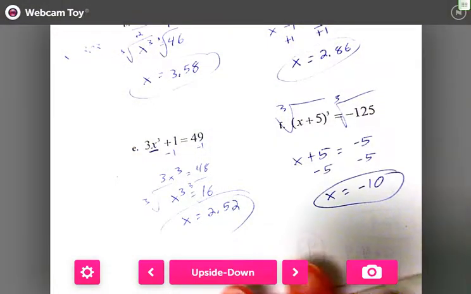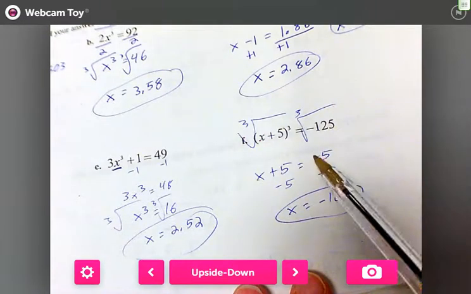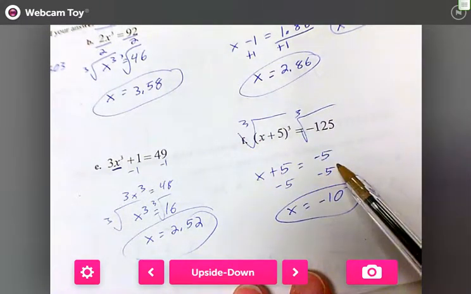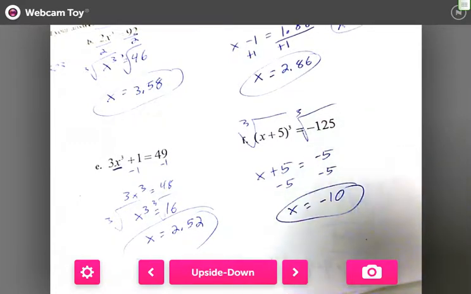Okay. So for F, I have to do the third root of both sides. I get x plus 5 equals negative 5, and then I'm just going to subtract 5 from both sides, and I get x equals negative 10. Okay. Your homework, you've got, let's see. You've got 17 problems, but they should go rather quickly.